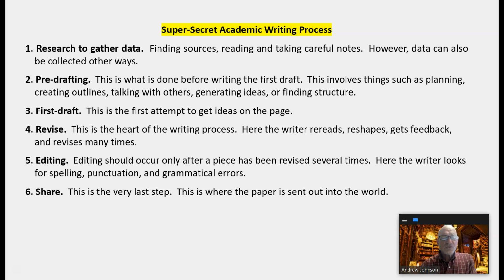All right, the super secret academic writing process, of course, research to gather data. If you follow these steps, academic writing is easy. You read, you take careful notes. Pre-draft, here you organize, you create outlines, you talk to others, you're looking for structure. First draft is you get those ideas, that blob of clay on the potter's wheel. Just get the ideas on the paper first. That's the first draft. Don't think about quality. And then revise. That's the heart of the writing process.